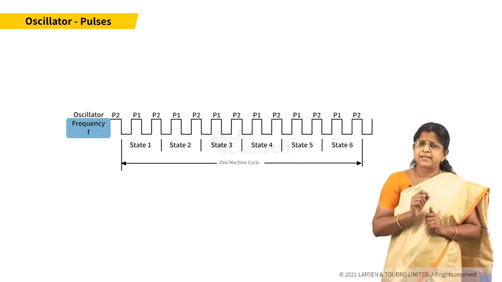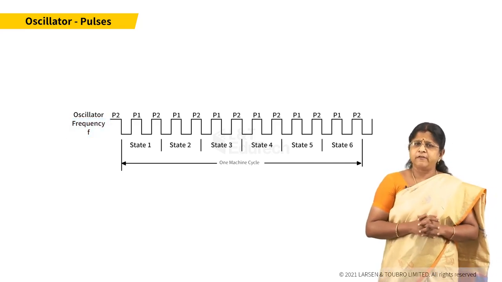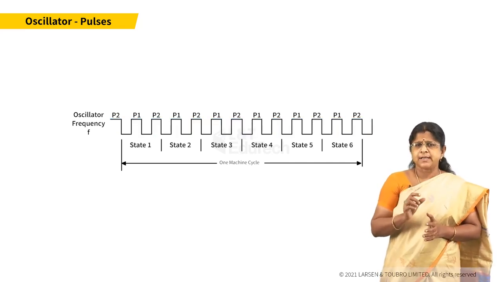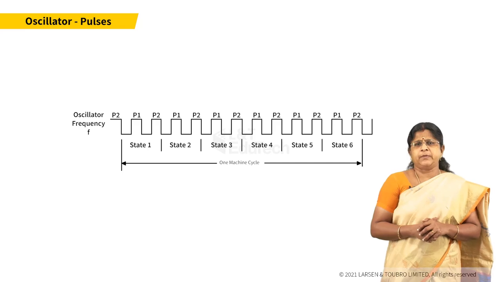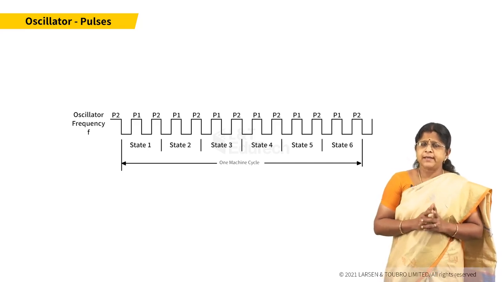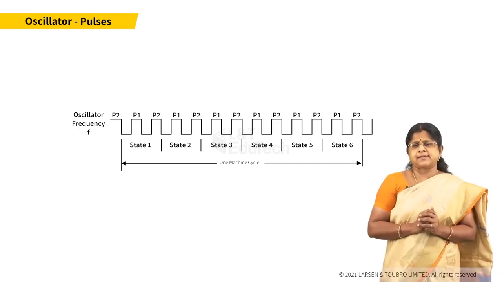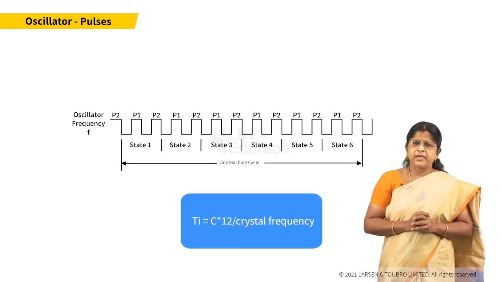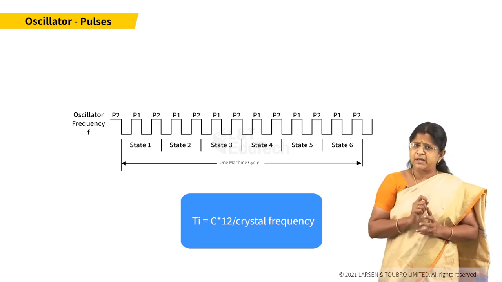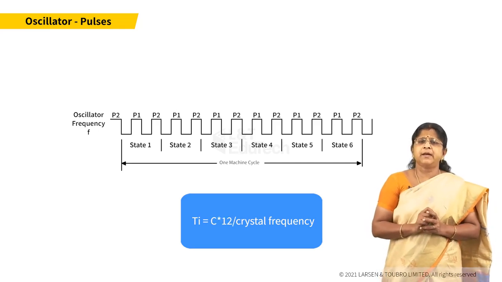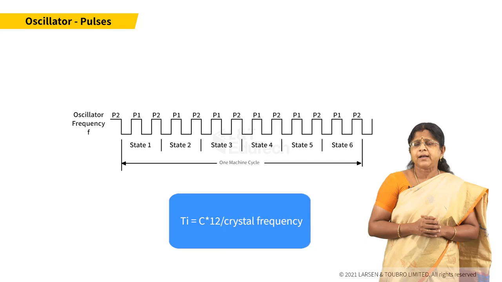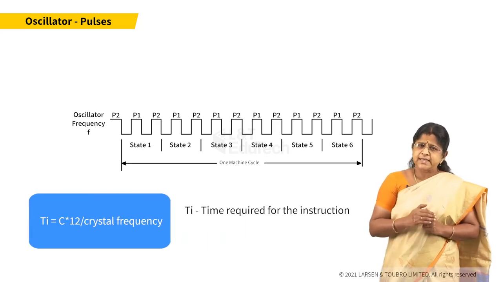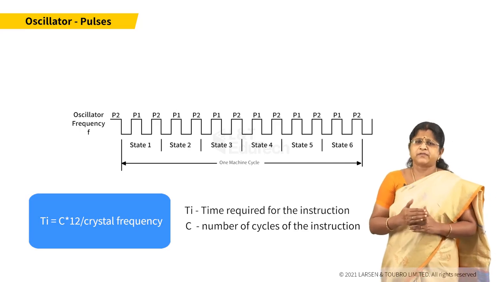With F as the frequency of the crystal, we get the train of pulses with small t values called the T states in the microcontroller. Here, one machine cycle includes 12 T states. Thus, the time for any instruction will be Ti = C × 12 / F, where Ti is the time required for the instruction, C is the number of cycles of the instruction, and F is the crystal frequency.